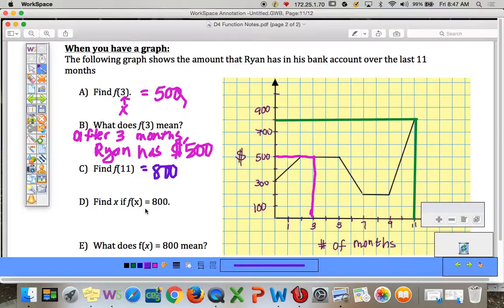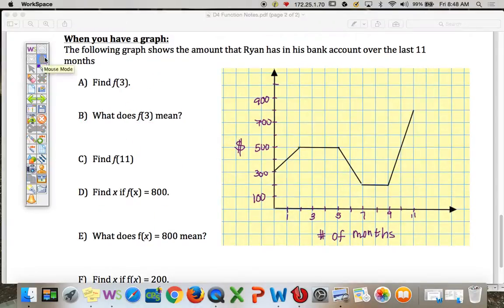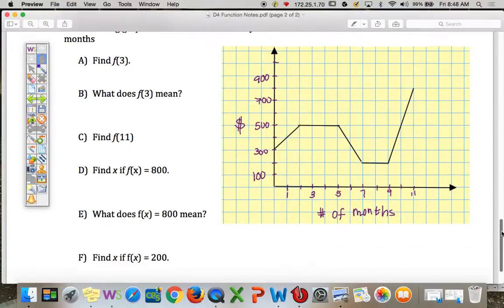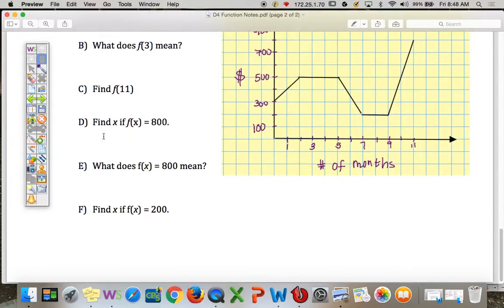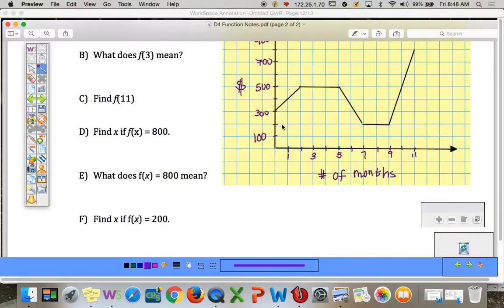Find x if f of x is 800. So this means at 800, we're going to work backwards. And we can see that x is 11. And what does f of x equals 800 mean? It means when does he have $800 in his account? And we know it's at 11 months. Find x if f of x is 200. So this is saying when he has 200 in the account, how much time did that take him to save up? So 200 is right here, and it was from 7 to 9 months.